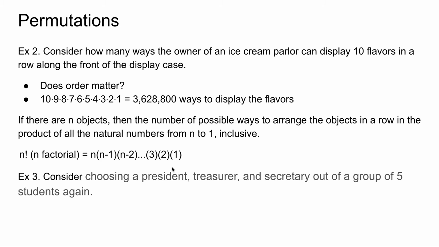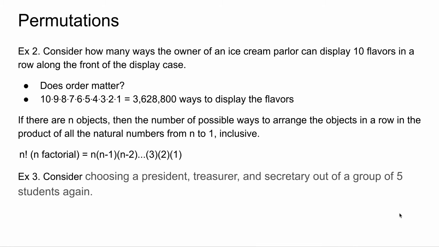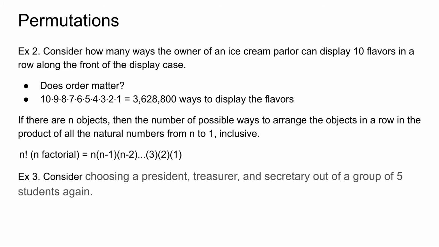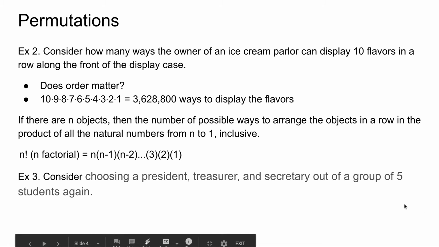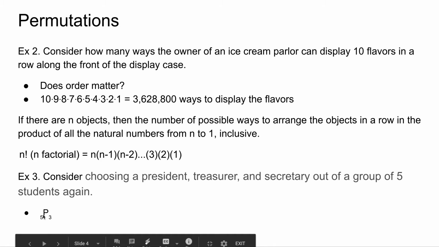Okay, so here's another example. Consider choosing a president, treasurer, and a secretary out of a group of 5 students again. So the same problem, but we can use permutation here because we understand that in permutation, the order matters, and we know out of 5, we're gonna choose 3 people without repetition. So we can do 5 P 3. How do we calculate that?